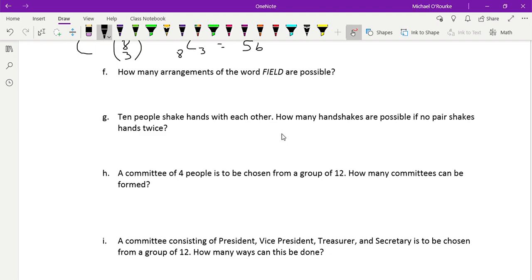How many arrangements of the word field are possible?